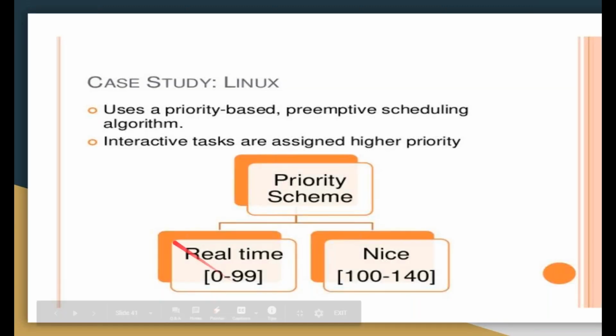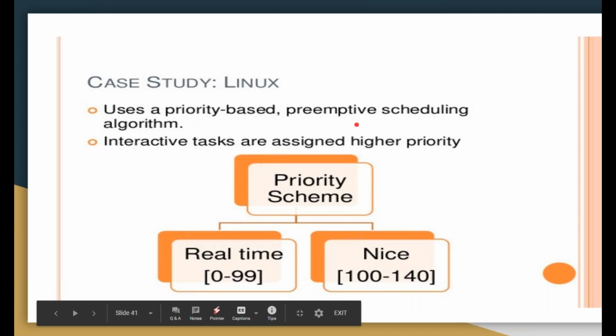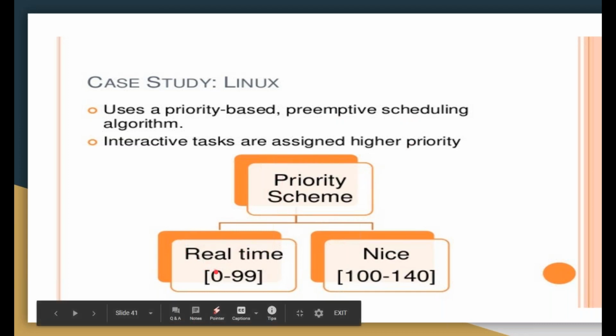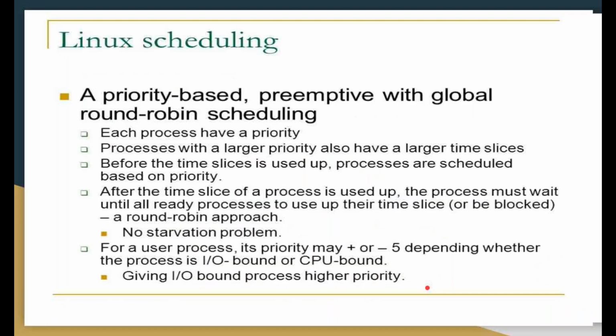It depends upon your priority-based preemptive scheduling algorithm. If in between any process comes with a higher priority, then the CPU is allocated to that process. That is called the priority-based preemptive scheduling algorithm. For real time, the priority can be 0 to 99, and the nice value can be given from 100 to 140.